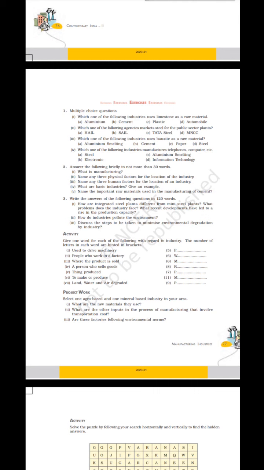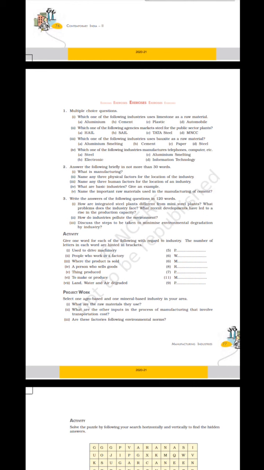Answer the following briefly in not more than 30 words. What is manufacturing? Name any three physical factors for the location of the industry. Name any three human factors for the location of an industry. What are basic industries? Give an example. Name the important raw materials used in the manufacturing of cement.